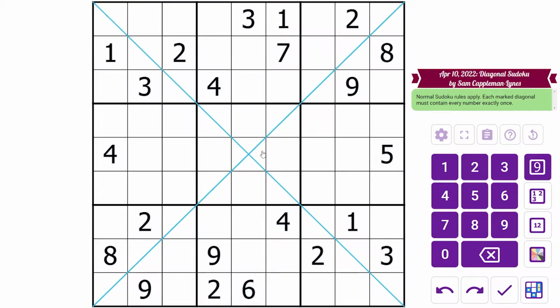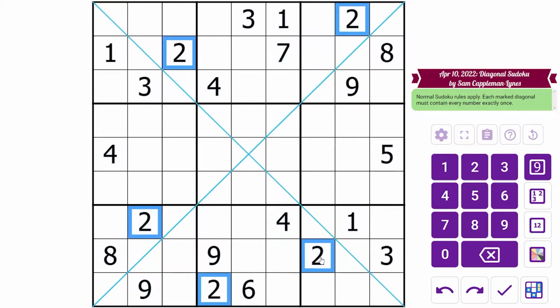Today we are playing Diagonal Sudoku by Sam Cappleman-Lynes. This was featured on Cracking the Cryptic. The link to that video will be down below. And let's get started. First I'll read the rules. Normal Sudoku rules apply. Each marked diagonal must contain every number exactly once.